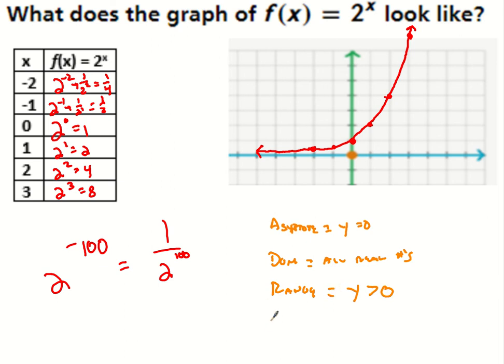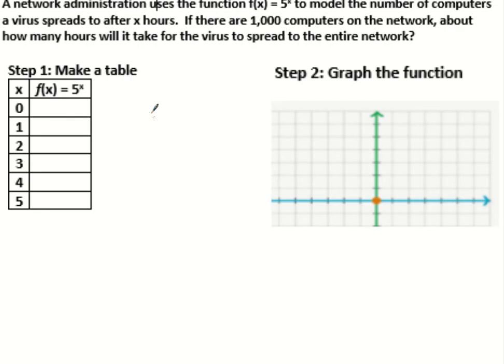Has a y-intercept of 1. Okay, and there we have it. Now, that's it. This is the shape. Let's look at another example here.